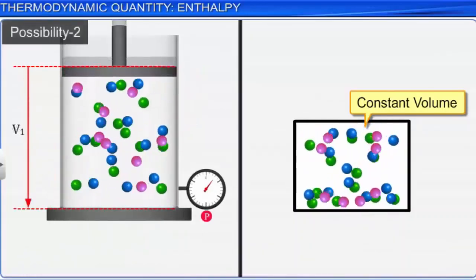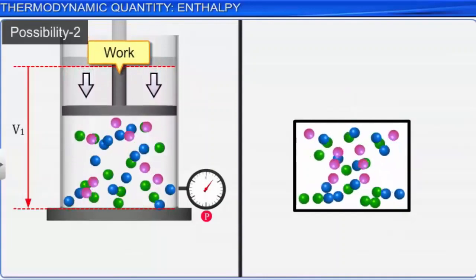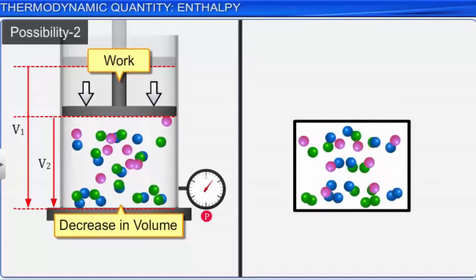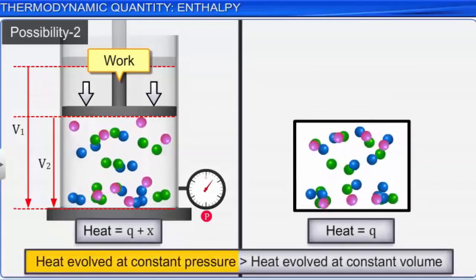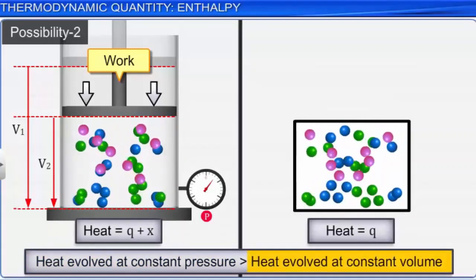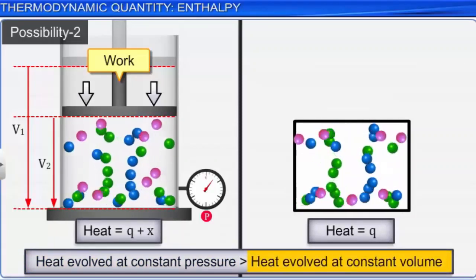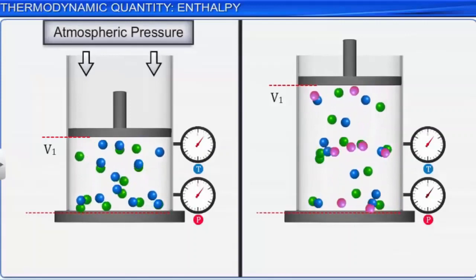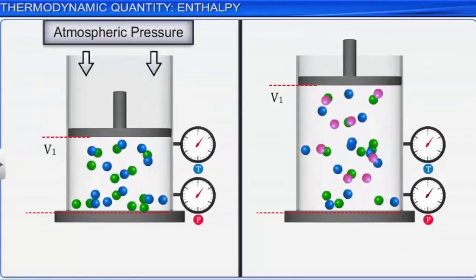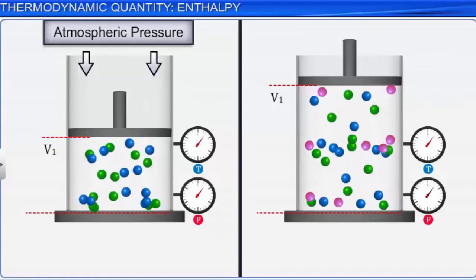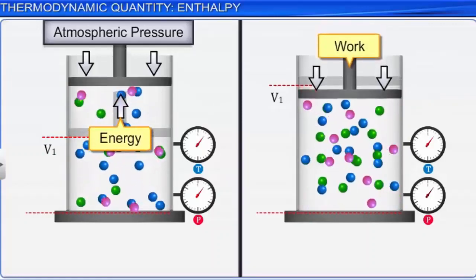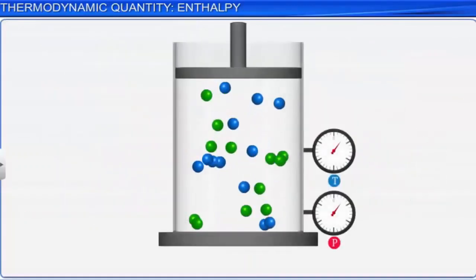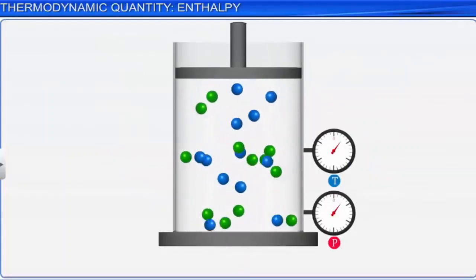The other possibility is that if the reaction is carried out with a decrease in volume at constant pressure, then work is done on the system and the heat evolved would be greater than the heat evolved at constant volume. Thus, it can be concluded that heat changes occurring at constant pressure and temperature are not only due to change in internal energy but also due to expansion or contraction against the atmospheric pressure. Hence, the scientists felt the need to study the heat changes at constant pressure and temperature.